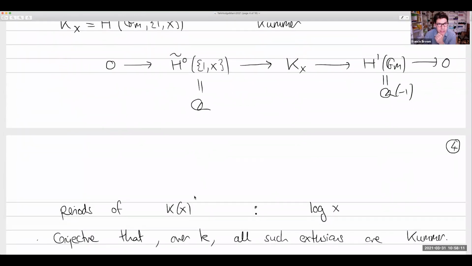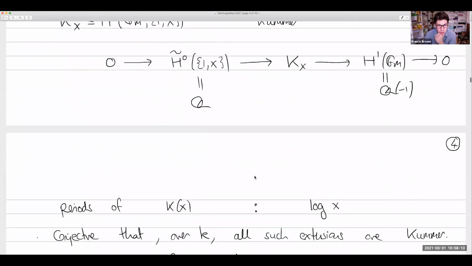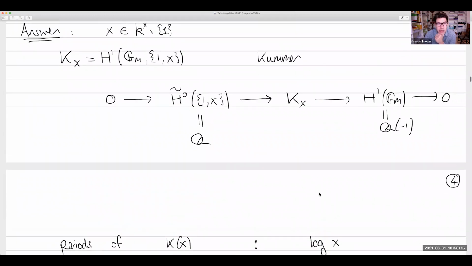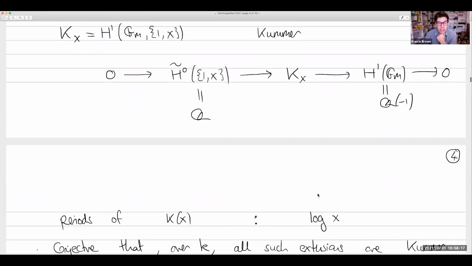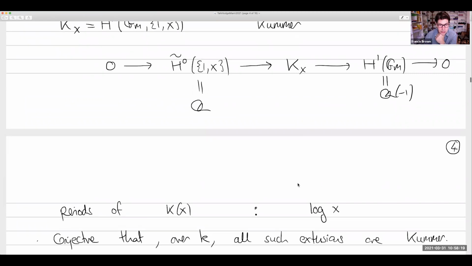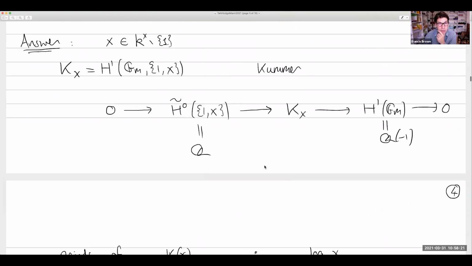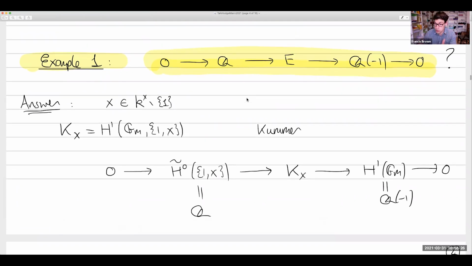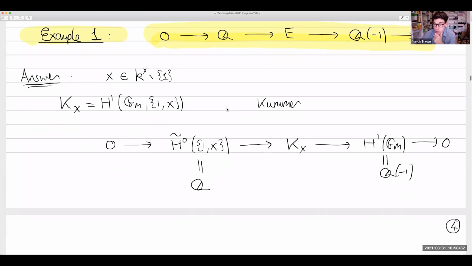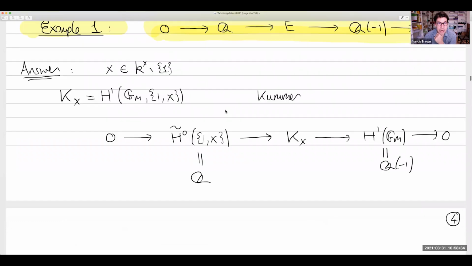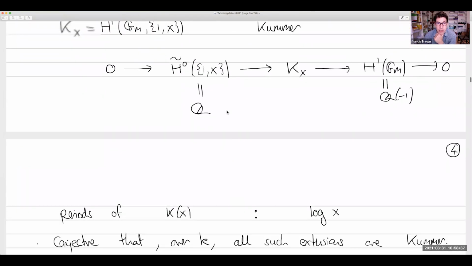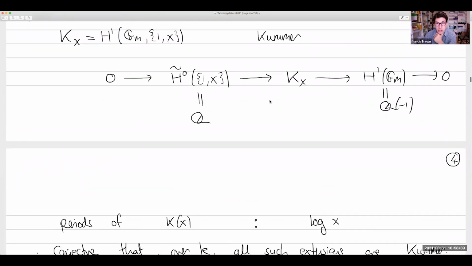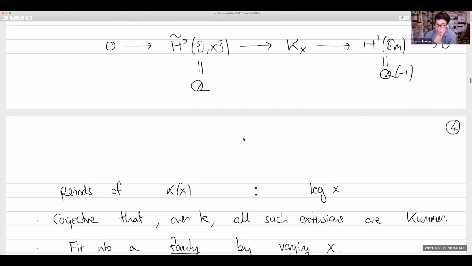Now the periods of this rank 2 object, this extension, are log x, because that's just the integral of dz over z along a path from 1 to x. Now the conjecture is that whenever you have this situation in algebraic geometry, which happens a lot because you can cut out using the weight filtration such extensions very frequently out of the cohomology of algebraic varieties, whenever that happens, it should be equivalent via correspondences to such a Kummer extension. And that, I believe, is a completely open problem.